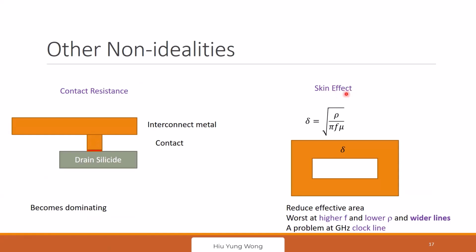Another is the so-called skin effect. At high frequency, only the outer region is really conducting because of the shielding, right? So at higher frequency, lower resistivity, and also wider line, we actually have this problem. Then your resistance is larger because the effective area is smaller.